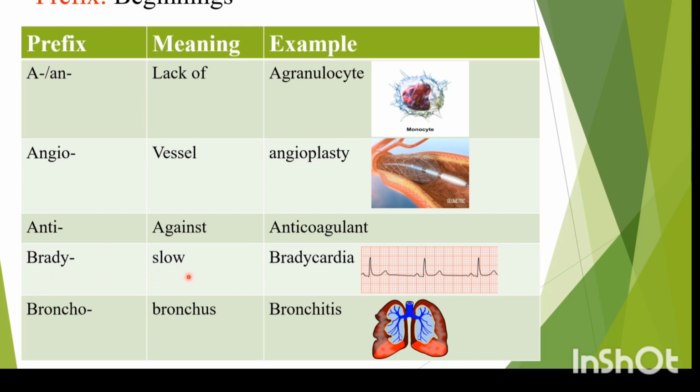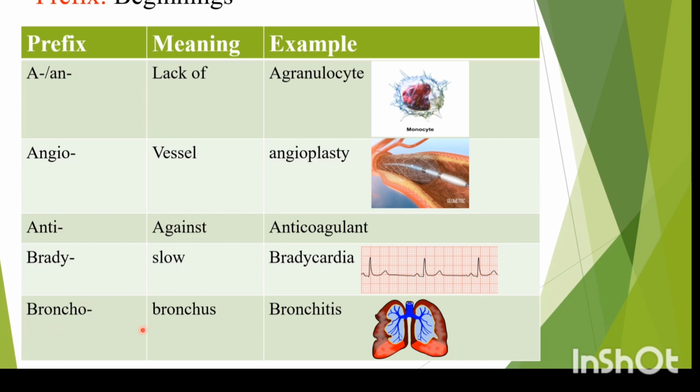Next one is brady. Brady means slow. Example, bradycardia. Bradycardia means slow heart rate. See here in this ECG, the distance between the PQRS complexes is high. That means the heart rate is very slow. So slow heart rate is called bradycardia.